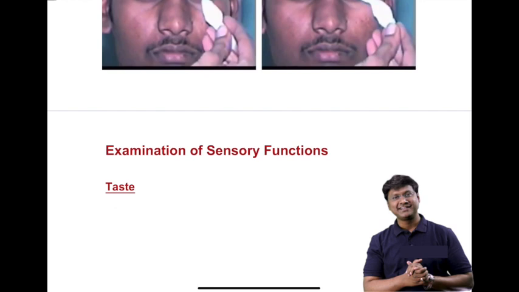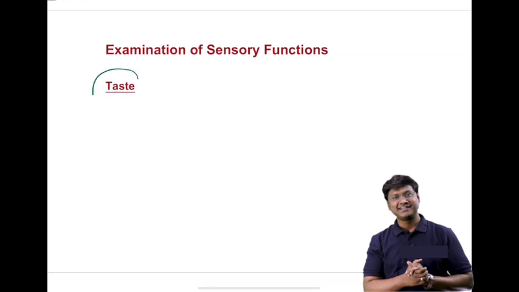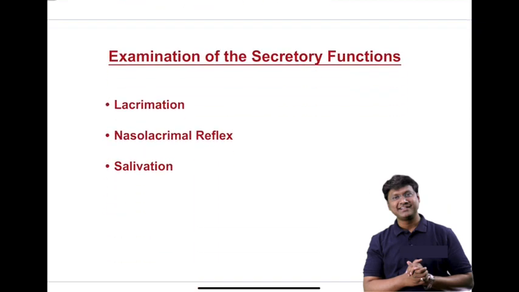And what are the sensory sensations of your facial nerve? That is mainly the taste sensation. So we have a branch of the facial nerve, that is chorda tympani. So chorda tympani, it supplies anterior 2/3 of the tongue, right? And it also has a secretory function. Which one? The facial nerve. Secretory function includes lacrimation, nasolacrimal reflex and as well as the salivation. So this is about your 7th nerve.